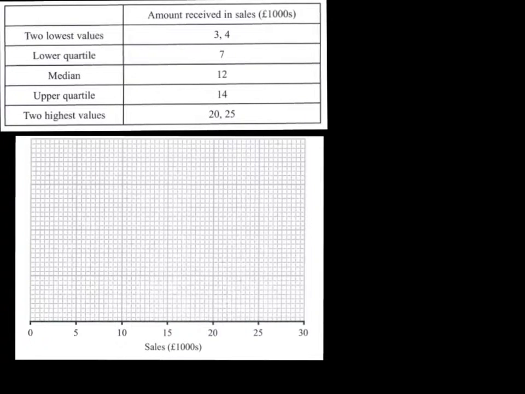So the first calculation is going to be 14, which is the upper quartile here. So we're going to do 14 plus 1.5 times the interquartile range, which is going to be 14 minus 7, and that gives us 24.5. So when we're looking at the two highest values, we can see that this value here, 25, is actually going to be an outlier.